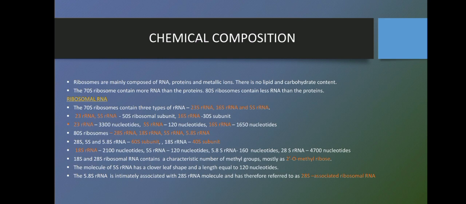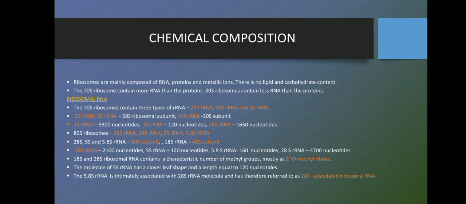First is ribosomal RNA. In 17S ribosomes, there are three types of ribosomal RNA: 23S, 16S, and 5S. 23S and 5S ribosomal RNA are found in the 15S ribosomal subunit, and 16S ribosomal RNA is found in the 13S subunit. 23S ribosomal RNA contains 3300 nucleotides, 5S ribosomal RNA contains 120 nucleotides, and 16S ribosomal RNA contains 1615 nucleotides.